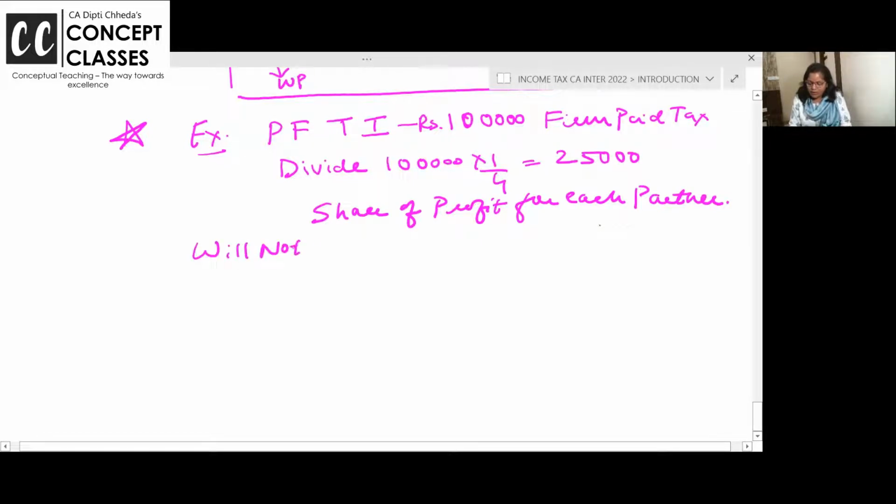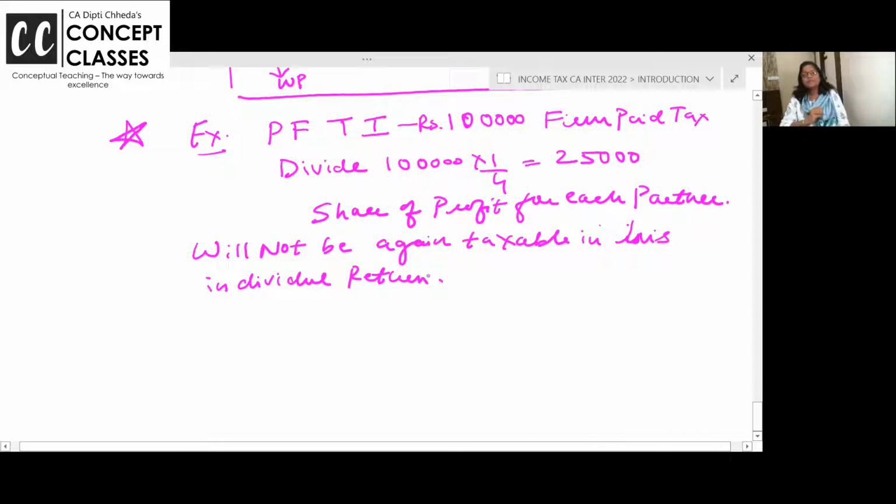Each partner's share will not be again taxable in his individual return. Are you all with me?